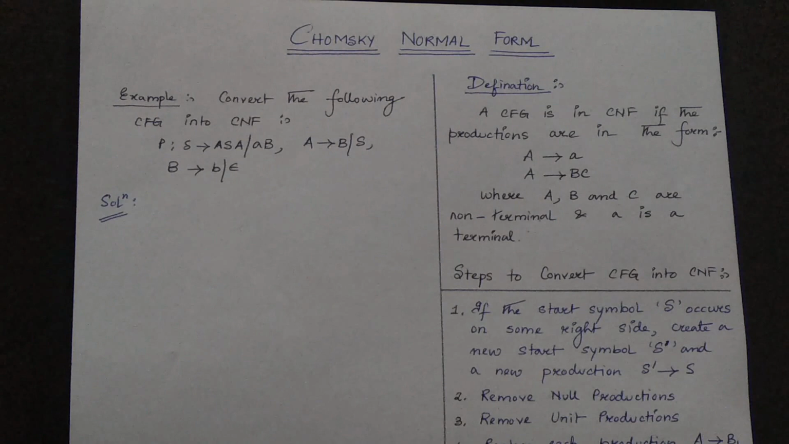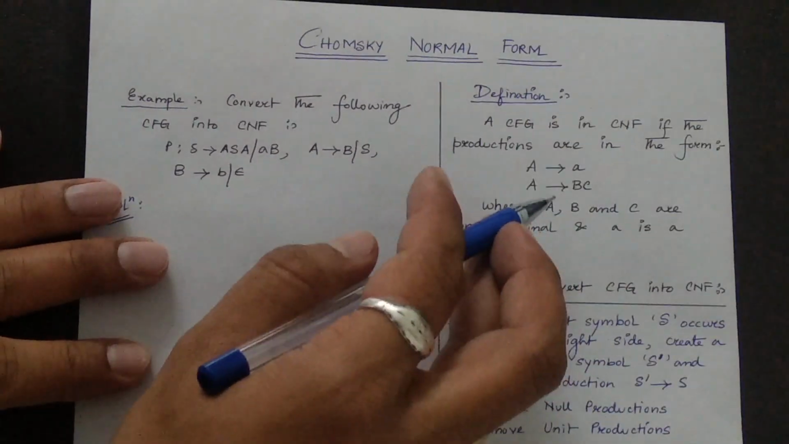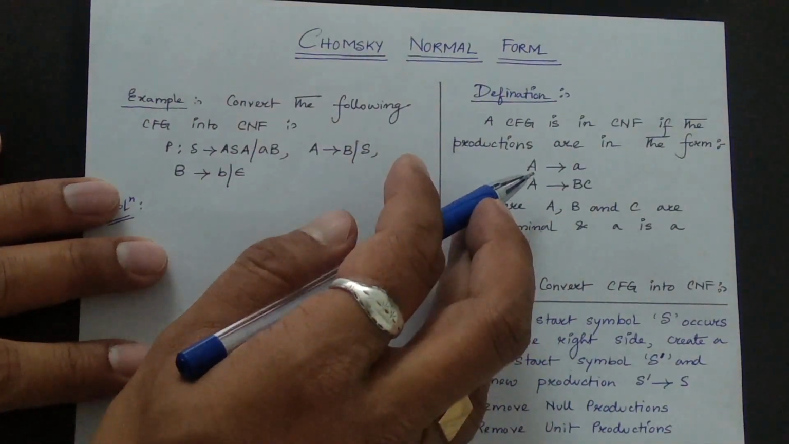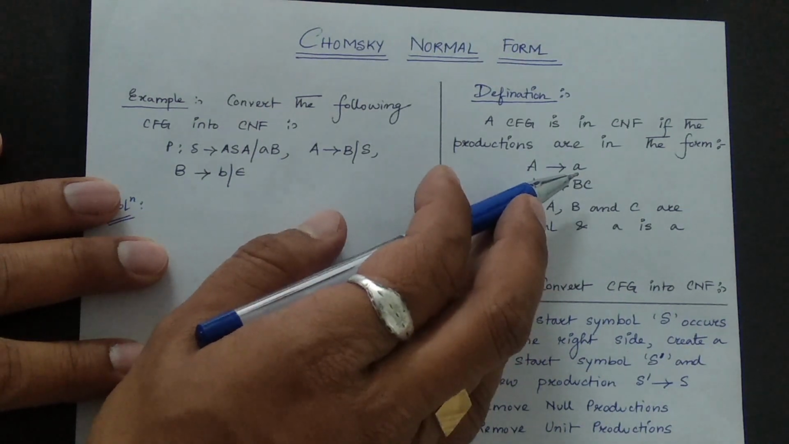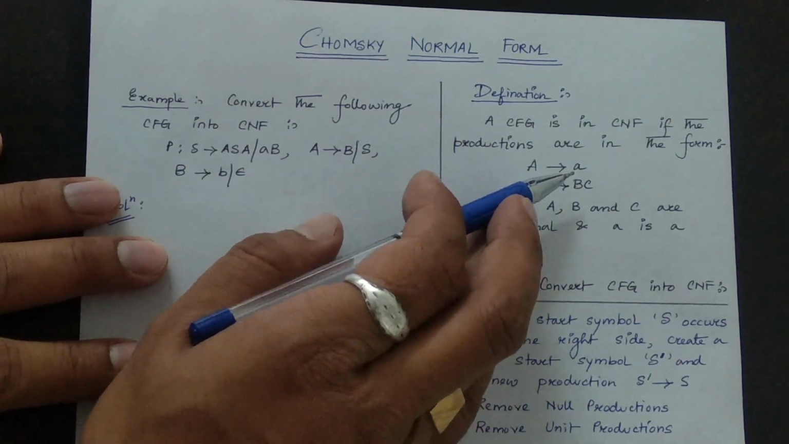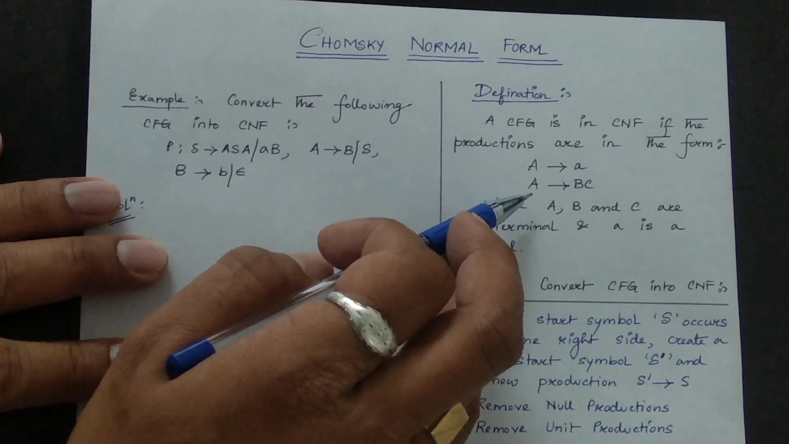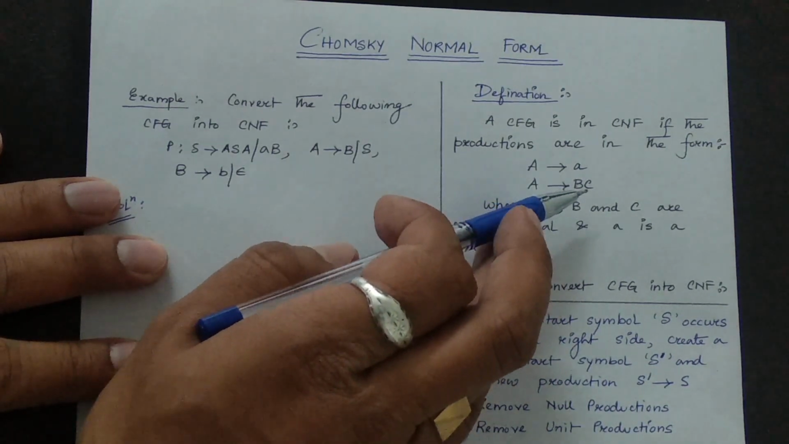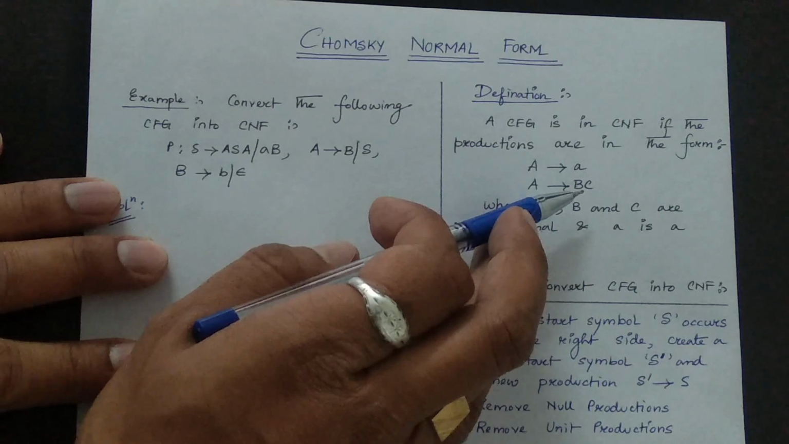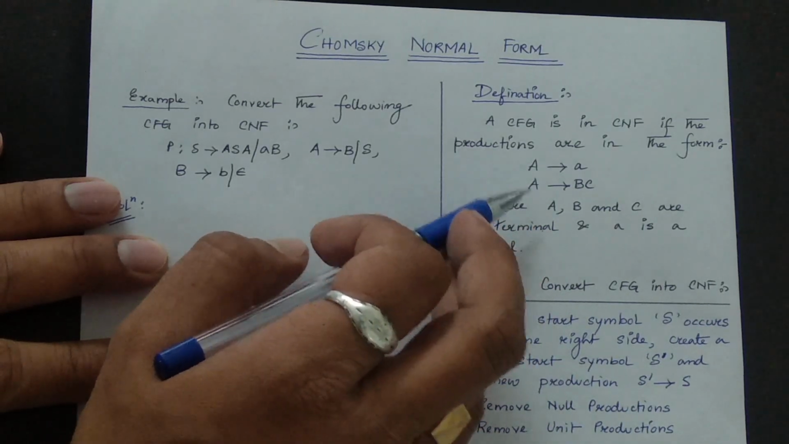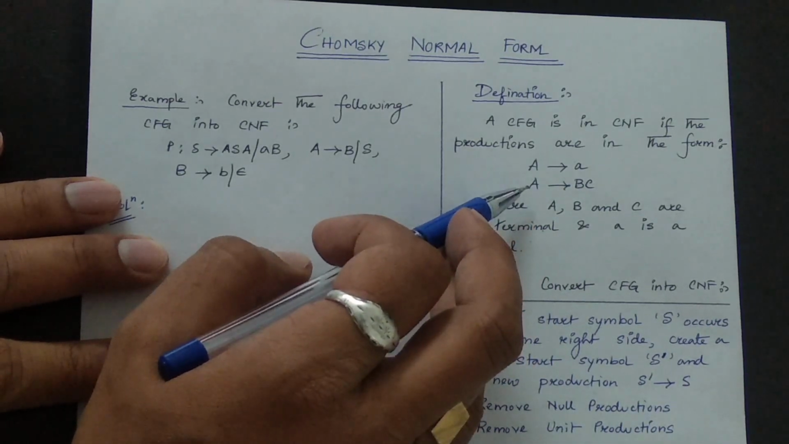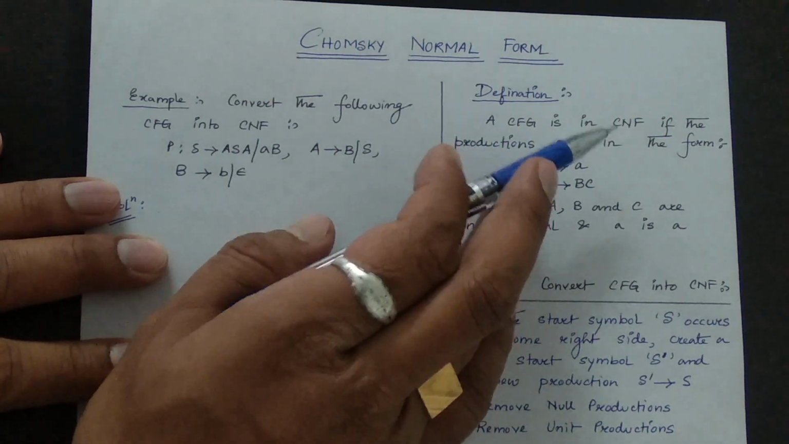Now, what the definition of Chomsky Normal Form says is that a context-free grammar is in CNF if the productions are of the form alpha tends to beta, where alpha will always be a single non-terminal. And beta is either a single terminal, or a single non-terminal followed by two non-terminals, not more than that. Clear? So if the productions are of this format, then we can say that that particular CFG is in CNF.